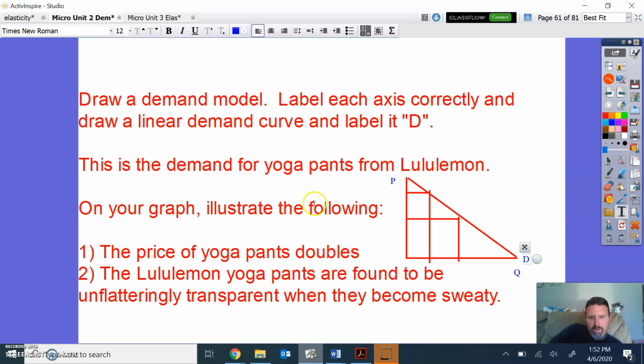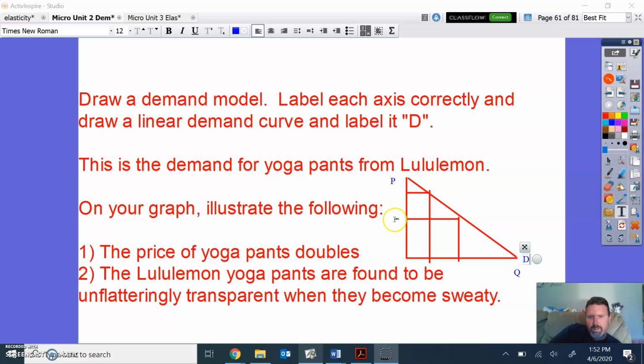On your graph, illustrate the following. The price of yoga pants doubles. Oh, no. We're doing demand for yoga pants from Lululemon. Right? And then the Lululemon yoga pants are found to be unflatteringly transparent. And they become sweaty. Right? Okay. So I'm going to give you 3 seconds. 3, 2, 1. Boom. So let's see. The price of yoga pants doubles.